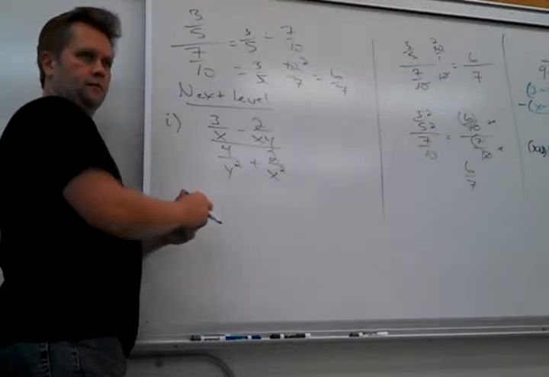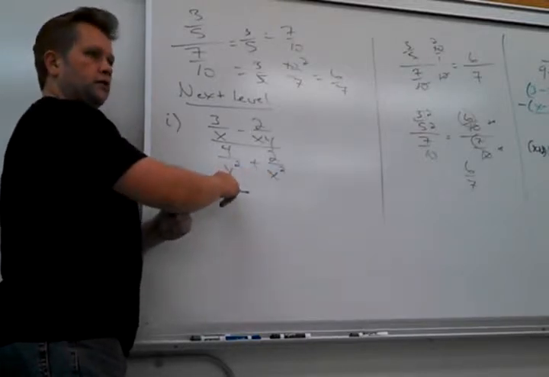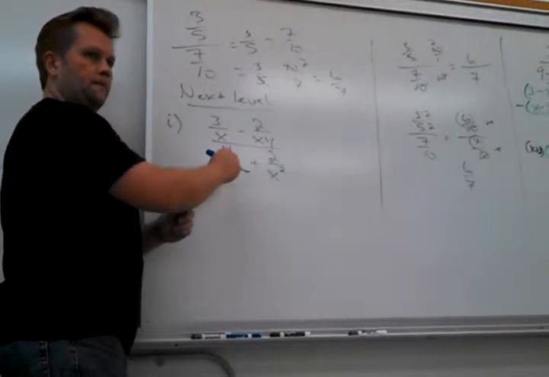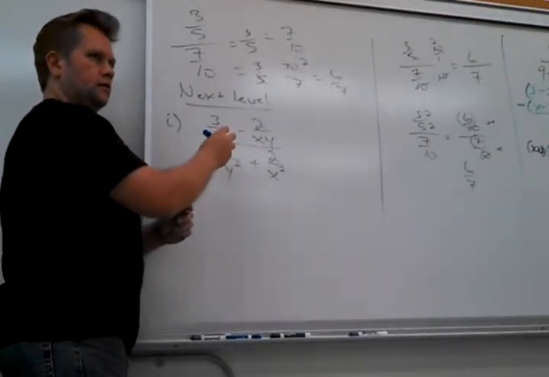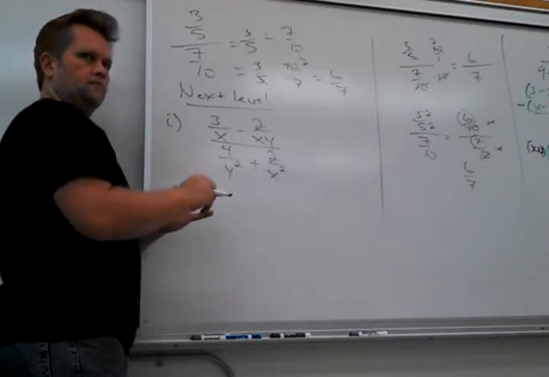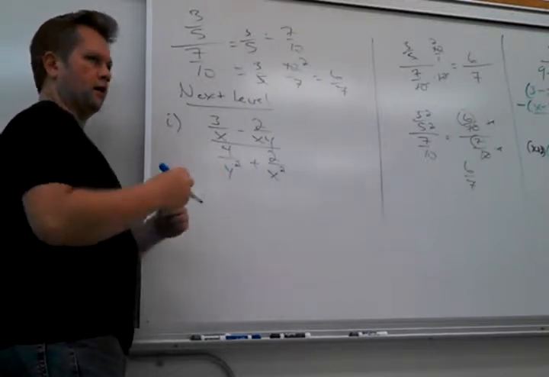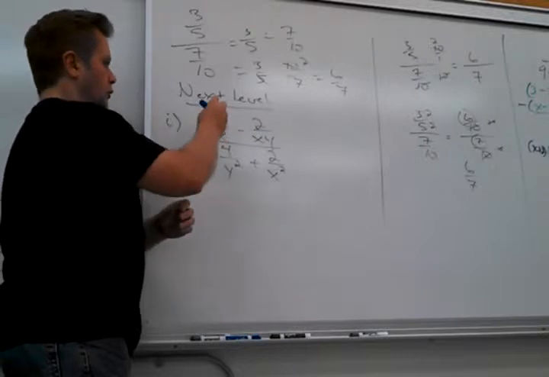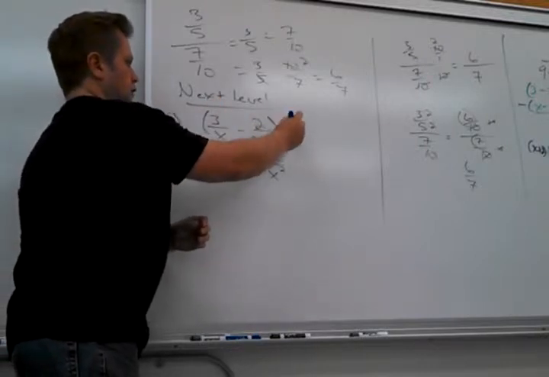X squared, Y squared. Because that would cover everybody, right? Okay, now, here's the most direct way to do this. And then we'll kind of step back. The most direct way to do this is to multiply everything by X squared, Y squared.